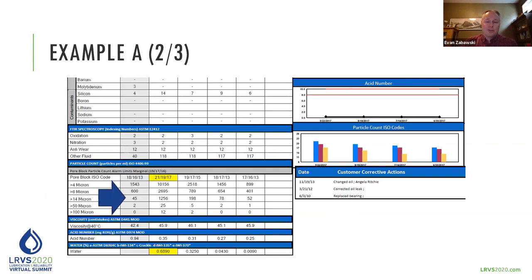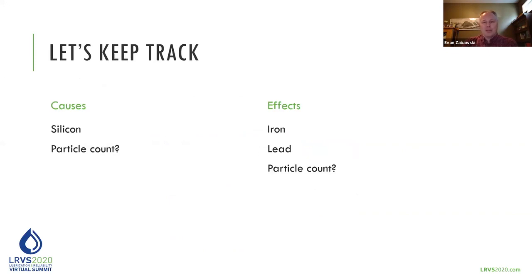Okay, we keep going down the report, and next thing that stands out is there's a particle count that's extraordinarily high. Now, this is a tricky question. Is the particle count high because it's a cause and maybe it's creating all the iron and lead? Or is the particle count high because it is the iron and lead? So let's throw a question mark on that one and leave it for now, because we don't have enough information to properly say which side it should be on, cause or effect.